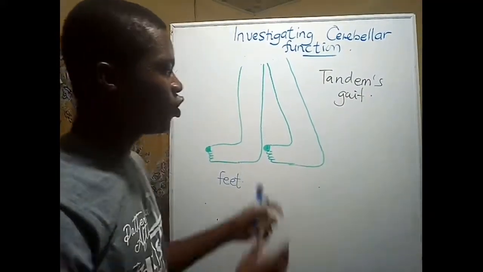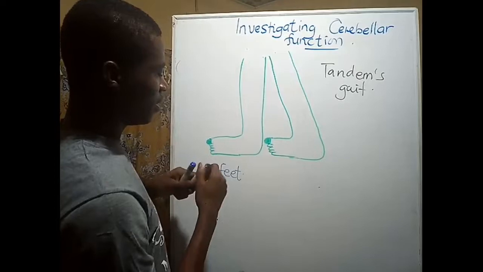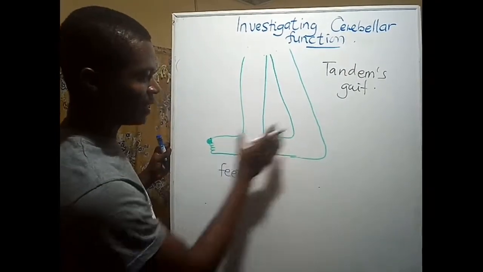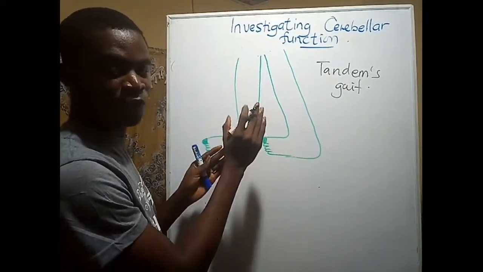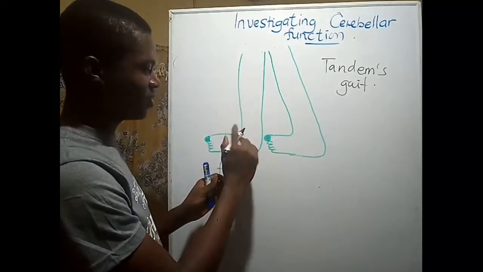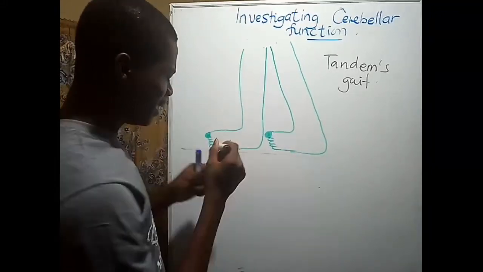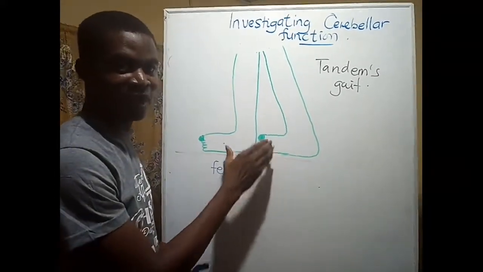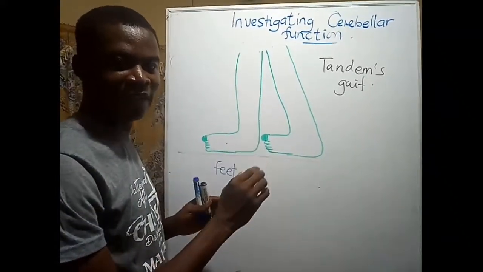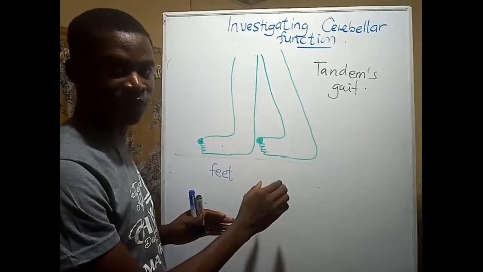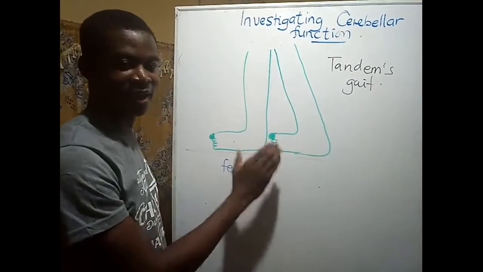In tandem gait, you ask the individual to walk. But this type of walking will be such that if the right foot goes ahead, the left foot comes right behind it. So it's like you are walking in a straight line with each foot following the other. So if this one leads, this one will come behind it. So you appear to be walking in a straight line. Now, if you realize that the patient does this and there is unsteadiness, then you can be thinking that the person could have a problem with his or her cerebellum. However, if the person does the tandem gait and it is very steady, then the person has no problem.